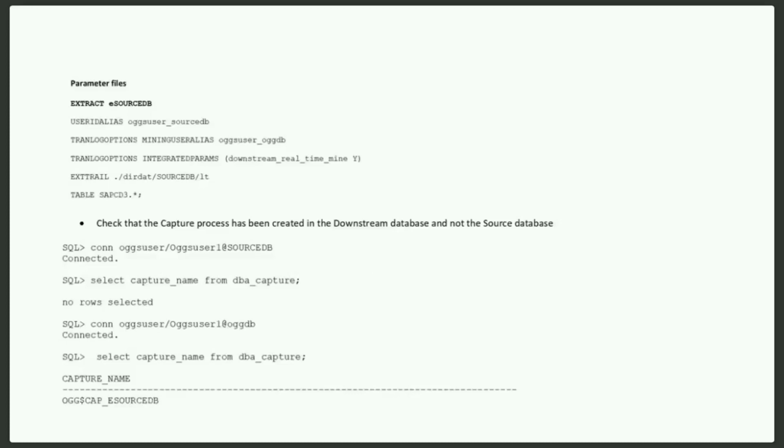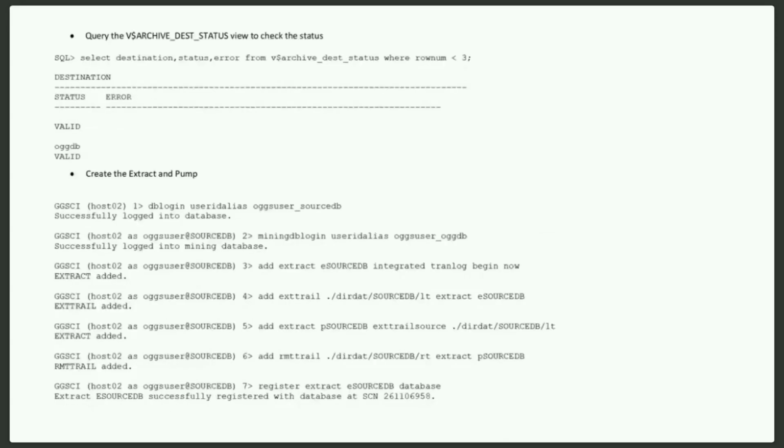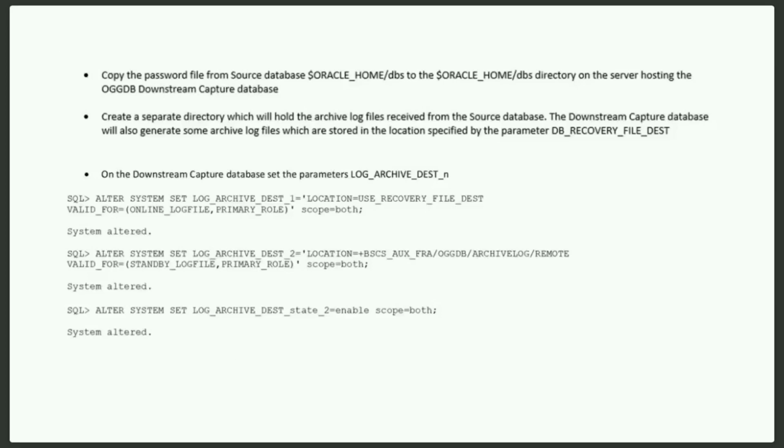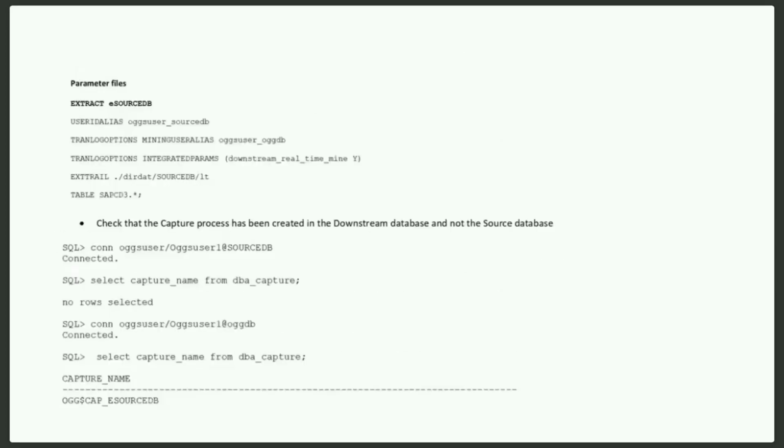You can see out here a couple of parameters I have to specify in my extract file. There's TRANLOGOPTIONS MININGUSERALIAS. This is similar to what I used here to connect: MININGDBLOGIN USERIDALIAS is OGGUSER OGGDB. So you can see TRANLOGOPTIONS MININGUSERALIAS OGGUSER OGGDB. And with TRANLOGOPTIONS, I can specify some more parameters for my integrated extract.